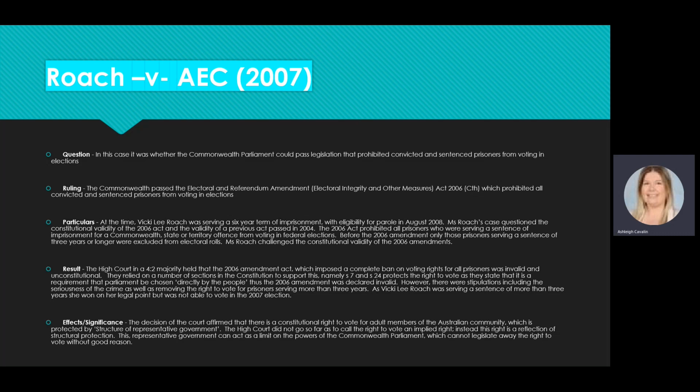The High Court did not go so far as to call it an implied right to vote. Instead, this right is a reflection of structural protection. This representative government can act as a limit on the powers of the Commonwealth Parliament. The Commonwealth Parliament cannot legislate away a person's right to vote without a good reason.